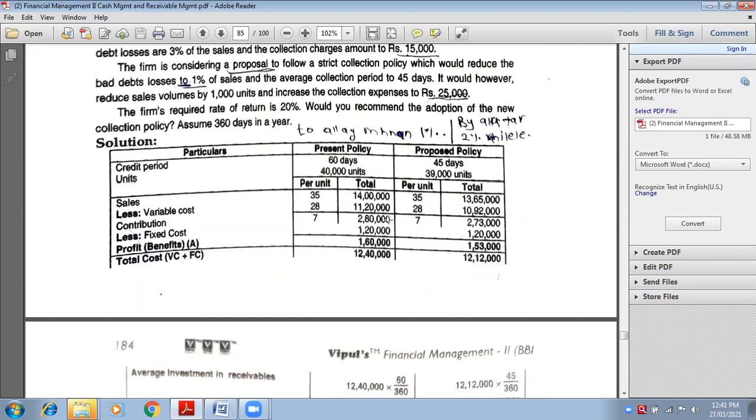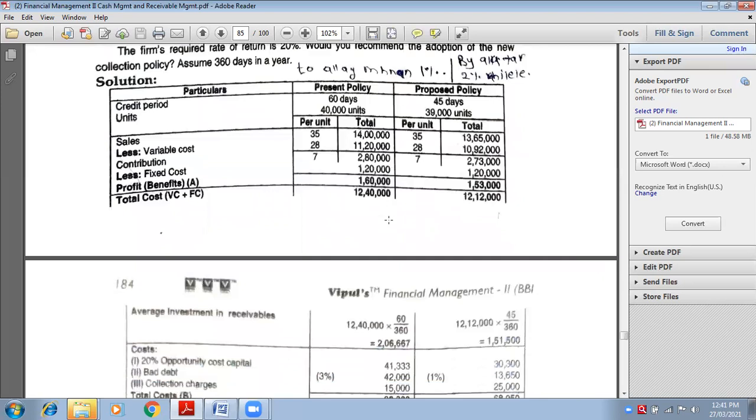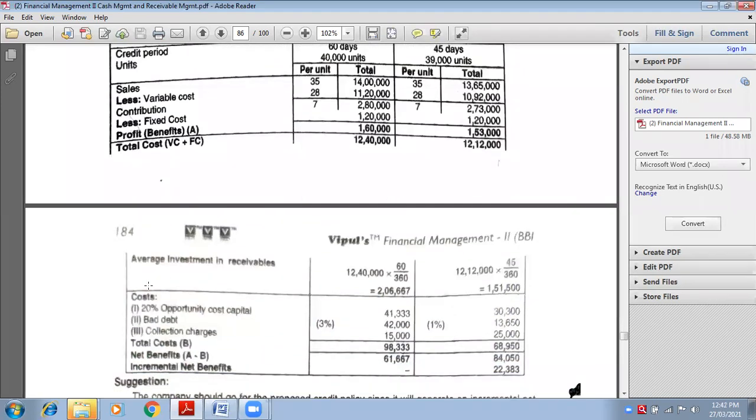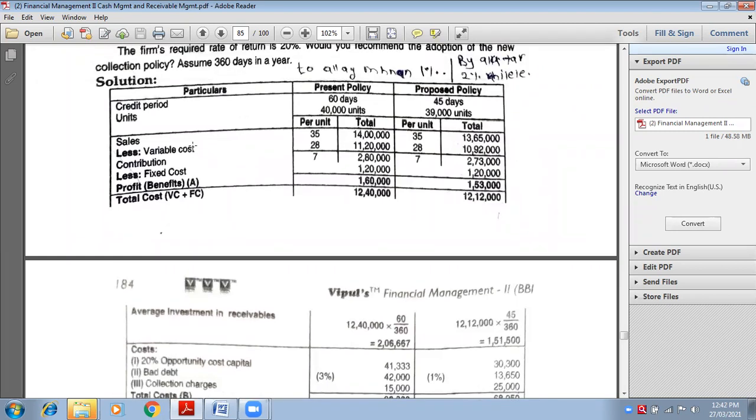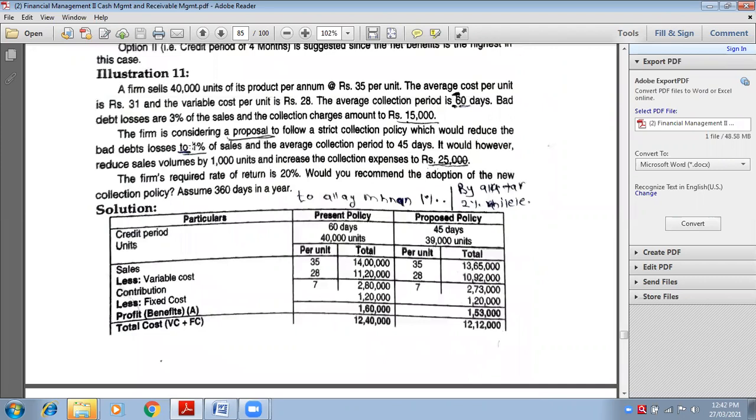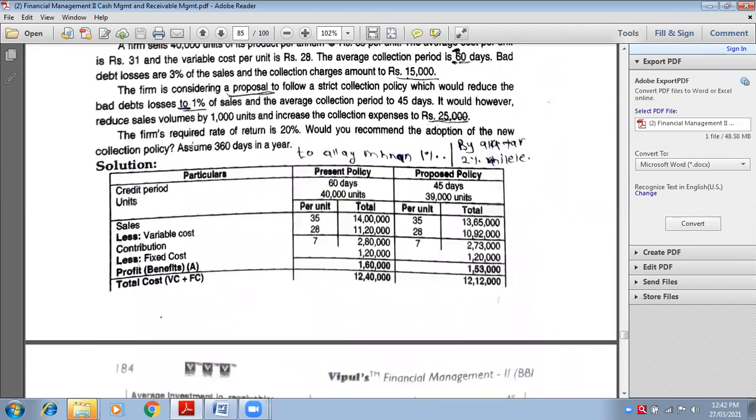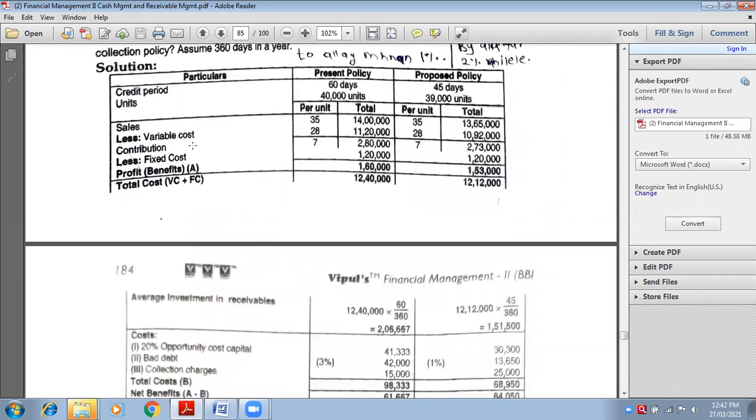Now give me the average investment in debtors. How is average investment in debtors to be calculated? With the help of the first formula, total cost. So write down, average investment in debtors is equal to total cost into credit period divided by 365. Sorry, 360, because in the question he says assume 360 days in a year. So tell me, what is the total cost of present policy? 12,40,000. Very good. 12,40,000 into 60 divided by 360.